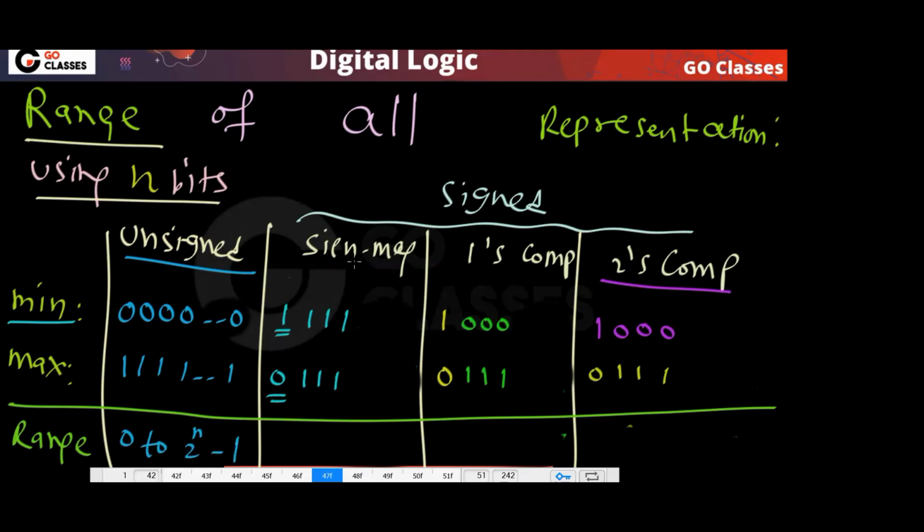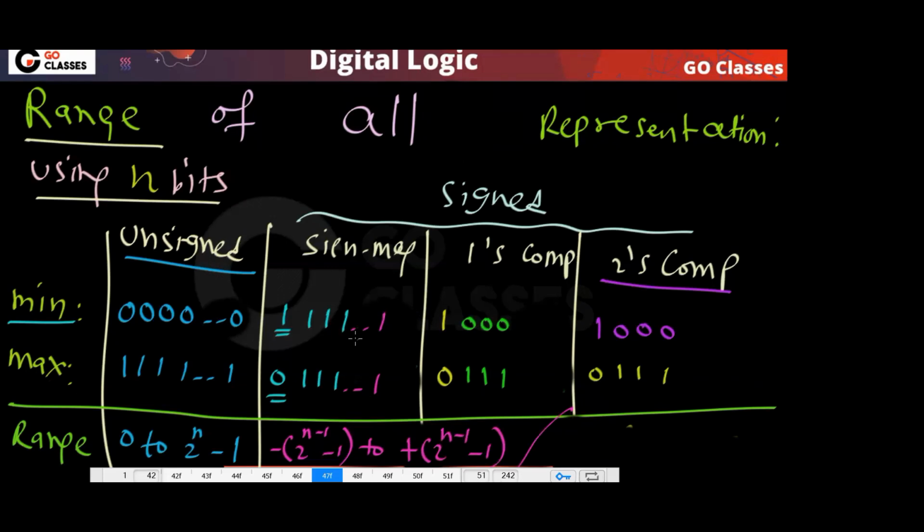And what is the minimum in sign magnitude? This will be 1 followed by all ones, and here 0 followed by all ones. So the range will be minus (2 power n minus 1 minus 1) to plus (2 power n minus 1 minus 1). You can notice this is the same for both of them. For 1's complement also, and for sign magnitude also, this is the range. 1's complement and sign magnitude have this same range.